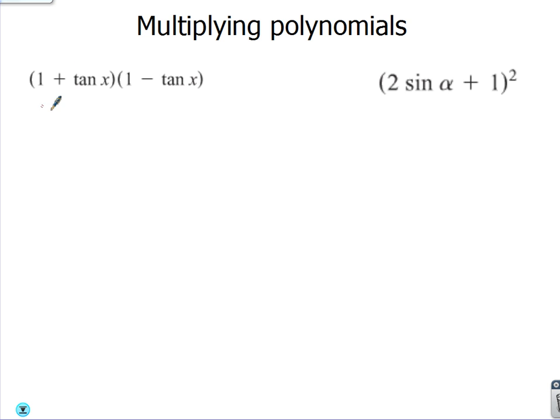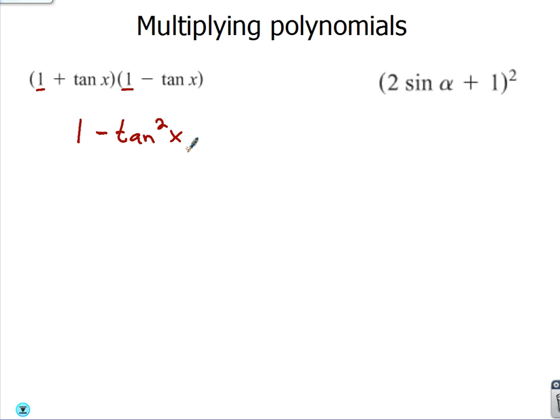These are conjugates of each other. You have a plus and a minus. Anytime you're dealing with conjugates, you don't have to multiply the inside and outside terms because they're going to cancel anyway. So to multiply 1 plus tan times 1 minus tan, we simply multiply 1 times 1, minus, because you have a positive times negative, 1 minus tan squared x, because tangent times tangent is tangent squared.